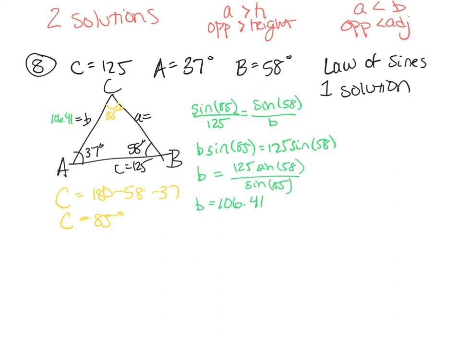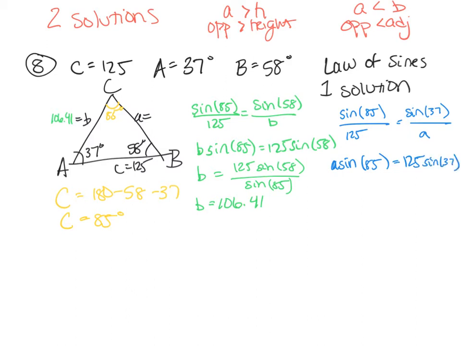So we're going to set this up again in the same way. We'll have sine of 85 over 125 is equal to sine of 37 over A. We'll cross multiply to have A times sine. That looks like an 8. Let's erase that. There you go. I don't know why that eraser is so big. Okay, let's see. A sine of 85 is equal to 125 times sine of 37.